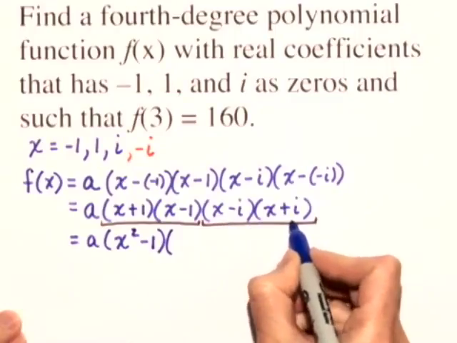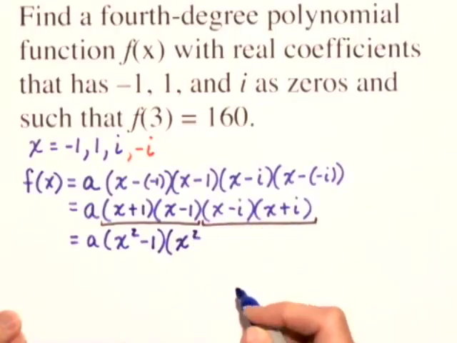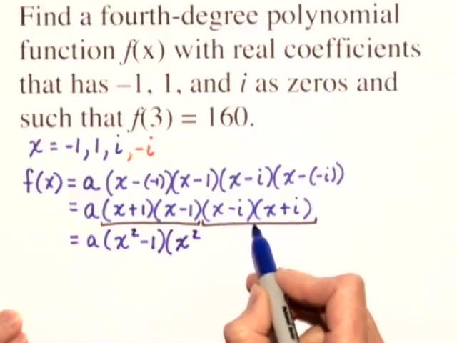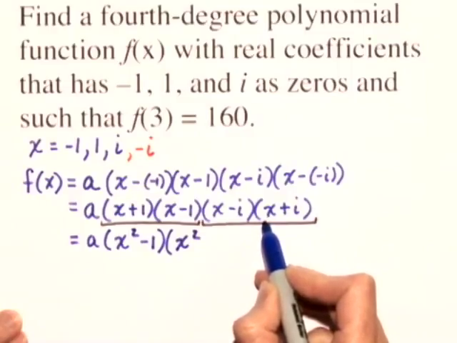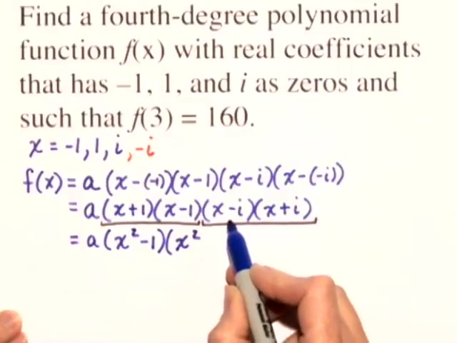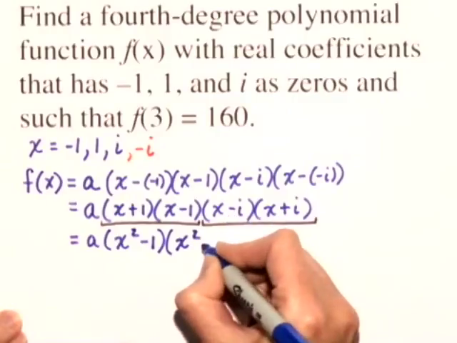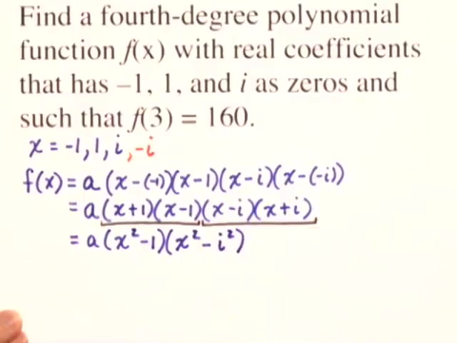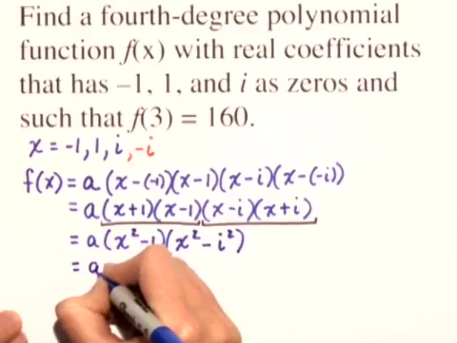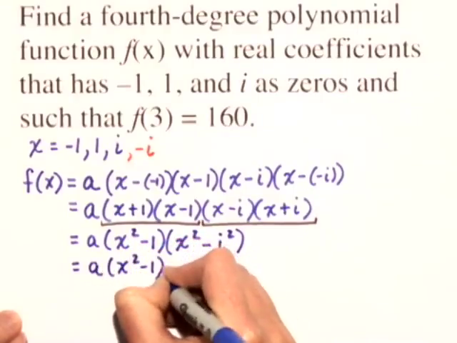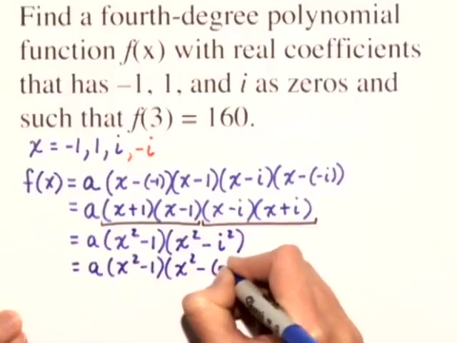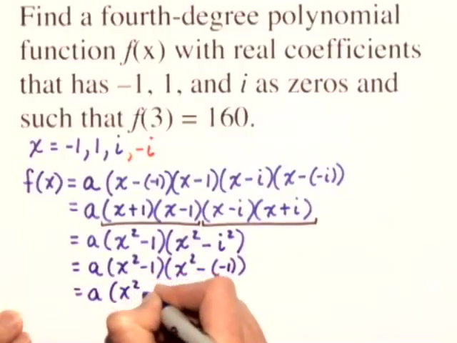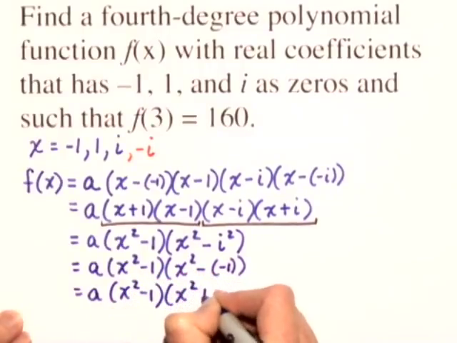For x minus i times x plus i, we'll have x squared. Notice the outside terms we get plus x times i, and for the inside terms we get minus x times i, so they add to 0. And then the last two terms, we have a negative times a positive, which is a negative, and i times i is i squared. But we need to substitute -1 in for i squared. So we have a times x squared minus 1 times x squared minus -1, which is just a times x squared minus 1 times x squared plus 1.